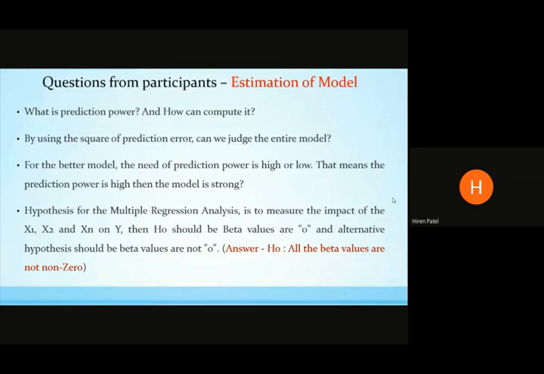However, as far as statistics is concerned, we try to put down H0 with some negative wording. Rather than putting directly that all the beta values are 0, statistically it would be better if we put it as all the beta values are not non-zero. So that is similar to what you are actually putting up. But yes, there was a mistake in that PPT.